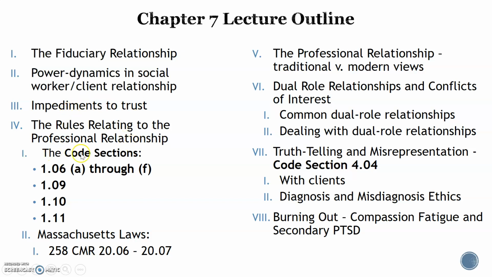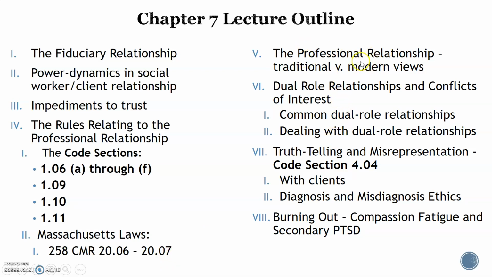Then we're going to look at what the social work code of ethics has to say about the professional relationship. As you can see here, I've highlighted or put in bold all the code sections from this chapter that are going to be increasingly important. So code section 1.06, subsections A through F, 1.09, 1.10, 1.11, and then later here, code section 4.04. You'll notice there are also Massachusetts laws, which you have on Blackboard, and I'll show you them later in the slideshow. Just be aware of those.